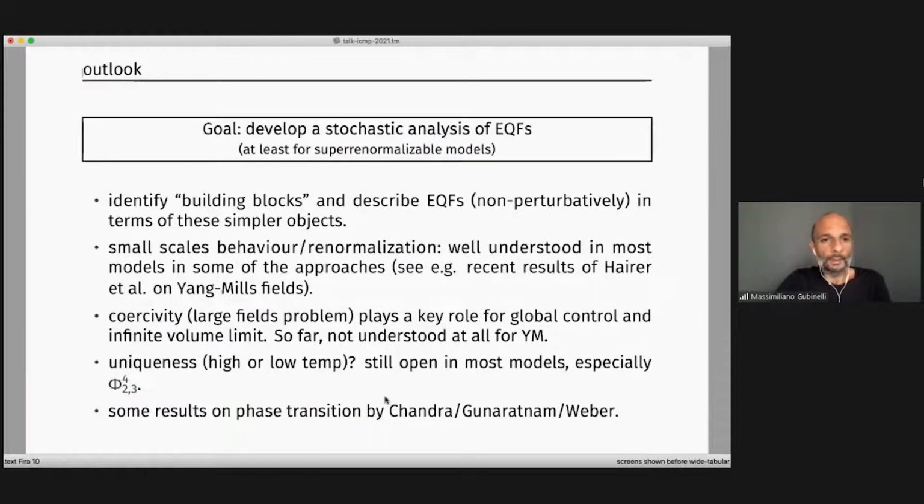Let me skip the outlook, mostly just pointing out that, as maybe you have heard in the talk of Ilya Chevyrev, there are advances in the analysis of the small scale problem and the renormalization for Yang-Mills fields. Chandra, Gunaratnam, and Weber have a nice result about phase transition using these ideas of stochastic quantization. There are still problems. We don't know how to prove uniqueness using stochastic quantization in the full space, maybe in high temperature or low temperature or at phase transition. There are some initial results, as I told you.